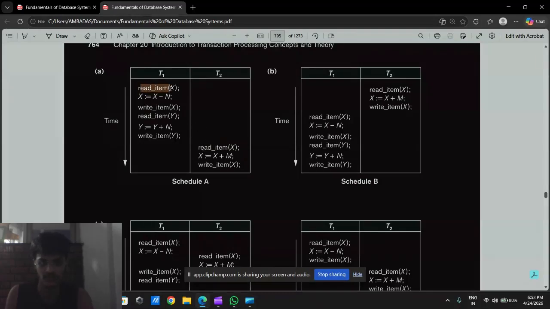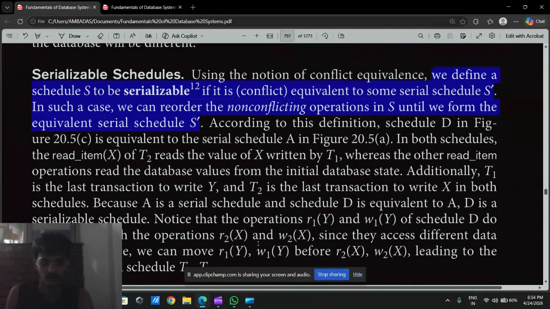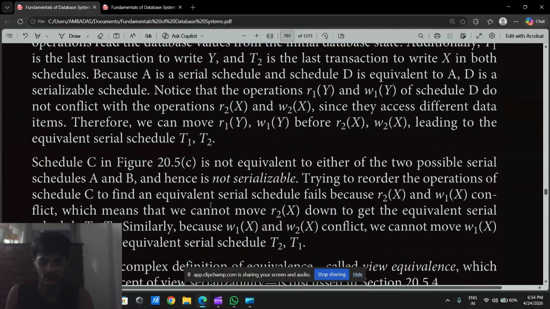Basically, we are fetching the item. We are reading this item from the previous database state, so it's the same for both. Let's move to the next part.